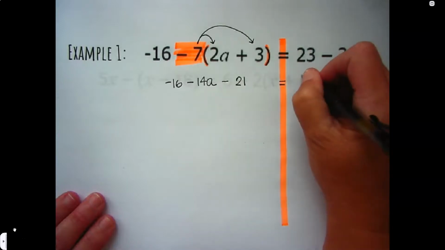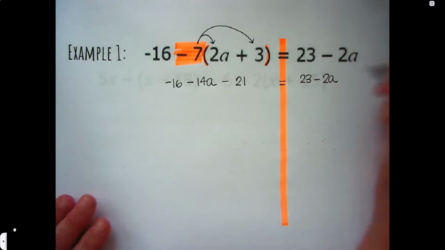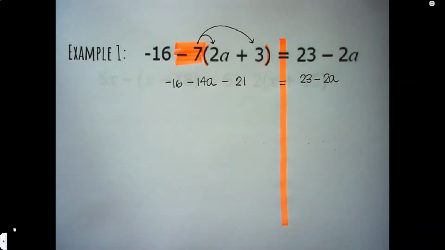No distributing to do over here, so I'm just going to put 23 minus 2a. So step 1 is done. Distribute if necessary to make those parentheses go away. All right, now we're on to step 2. Step 2 is to combine like terms that are on the same side.